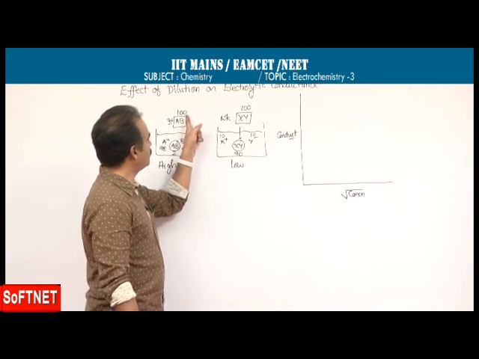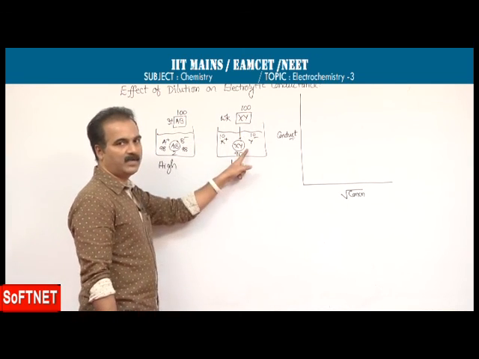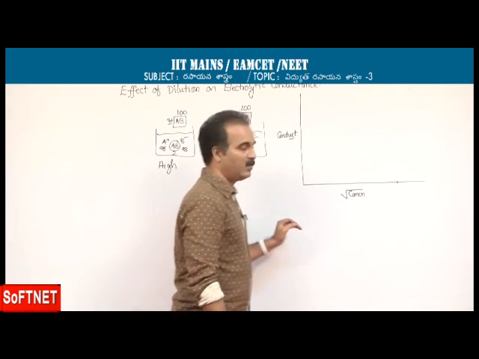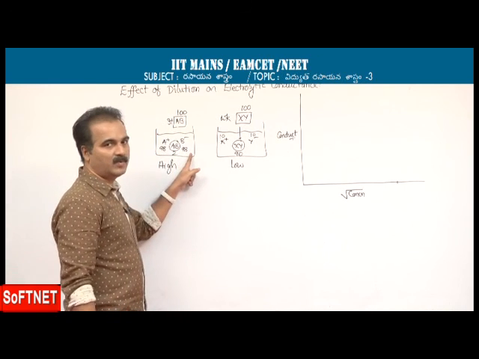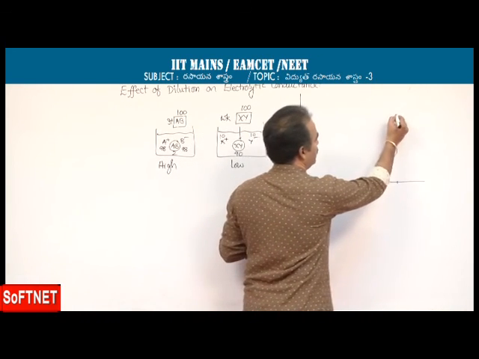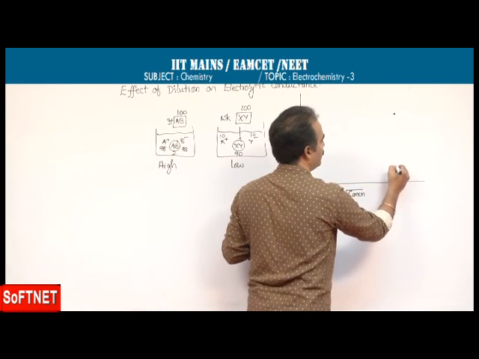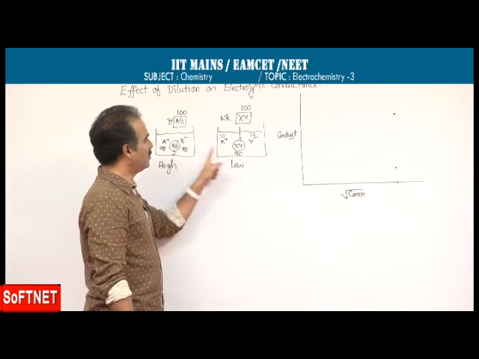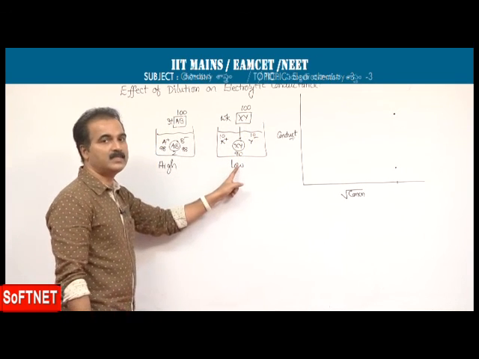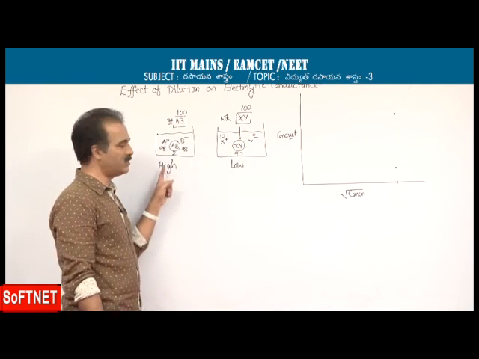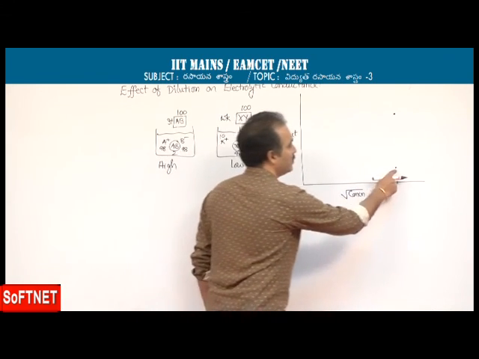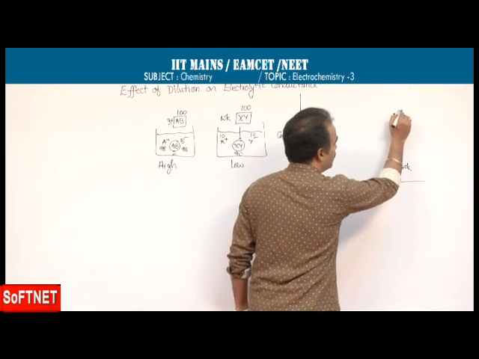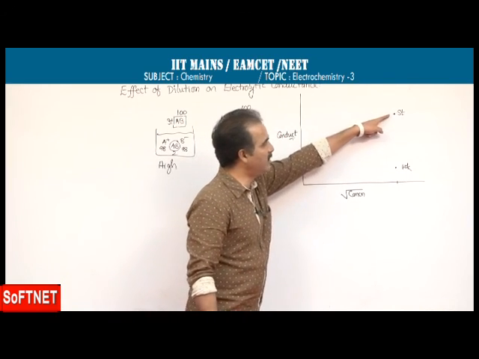Now, I took the same concentration, 100 in 1 liter, so concentration is the same for both. But the strong electrolyte, due to the maximum number of ions, has a higher conductance, whereas for the weak electrolyte the conductance is low. Both are at the same concentration, but not the same conductances. This point represents the weak electrolyte, this point represents the strong electrolyte. So, strong has higher conductance.